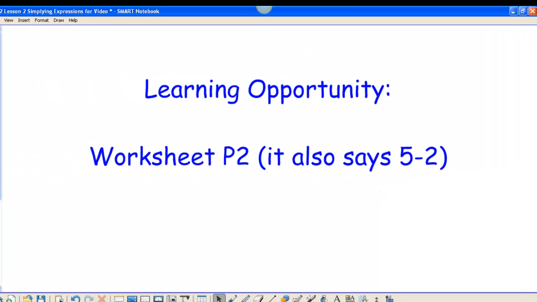Your learning opportunity is worksheet P2. It also says 5-2. You are welcome to start ahead of the game, especially if you have time, and print it on your own. It's available on the Google Calendar. I will give you a paper copy in class on Tuesday. But just so you're aware, I am going to teach on Tuesday, and then on the late arrival day on Wednesday, I will give you time to do both assignments.